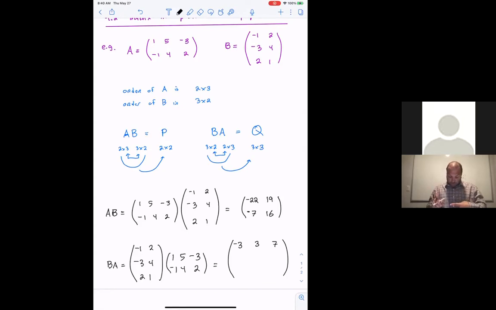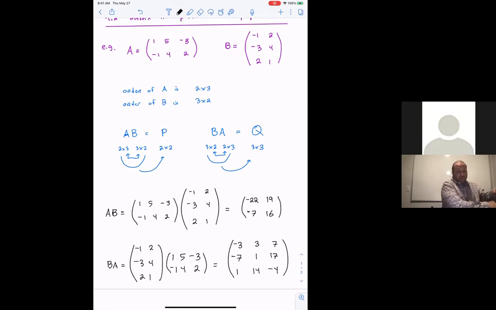Row 2, column 1, -3 and -4 is -7. Row 2, column 2, -15 and 16 is 1. Row 2, column 3, 9 and 8 is 17. Row 3, column 1, 2 minus 1 is 1. Row 3, column 2, 10 and 4 is 14. And row 3, column 3, I get -6 plus 2, I get -4. So we get two completely different matrices depending on which order we do them in.